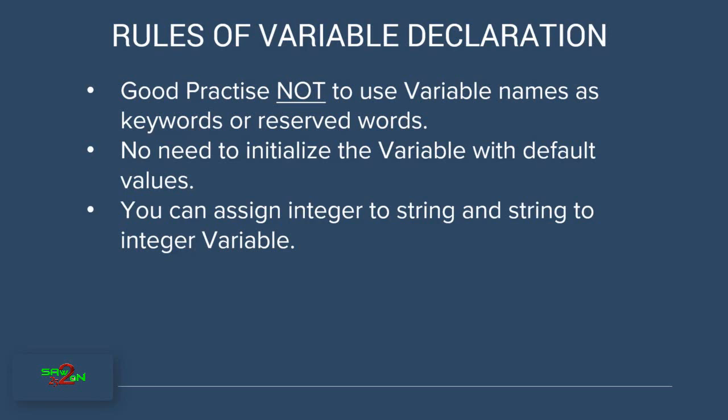Last, you can assign integer to string and string to integer variable. We're going to look into this separately, wherein we're going to play around with converting string to integer and integer to string in the variable typing lecture. Okay, so that's basically some of the rules and good practices that you can follow to create your variables. So let's look at some of these examples in the code itself.